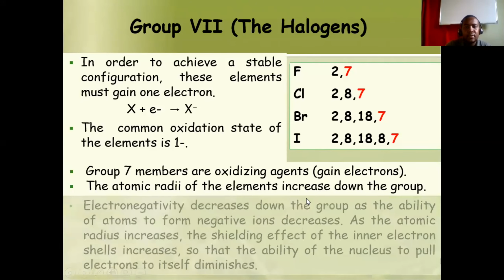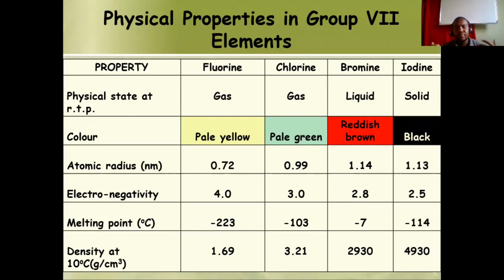All right, so let's look at some properties here. We're looking at fluorine, chlorine, bromine, and iodine from group 7. Their physical state at room temperature: fluorine and chlorine are gases at room temperature, bromine is a liquid, and iodine is a solid.